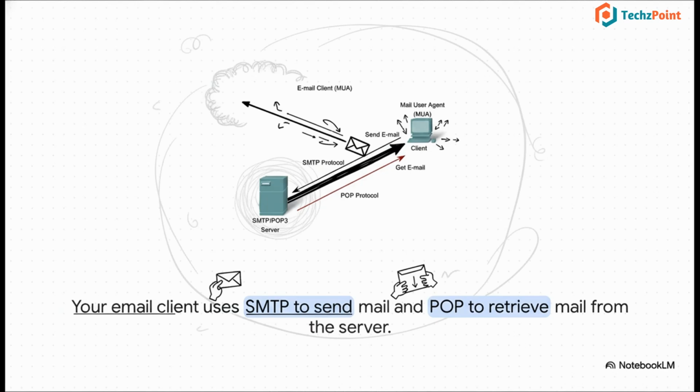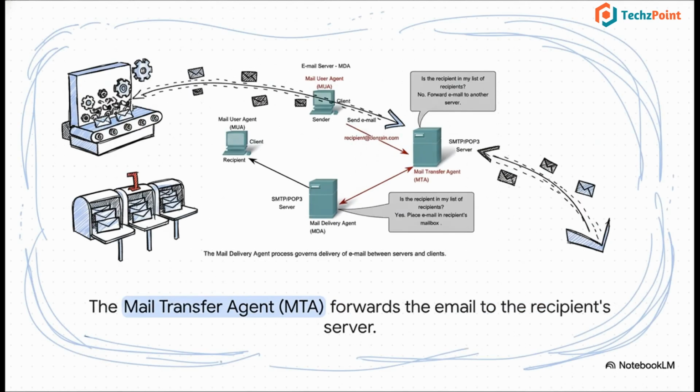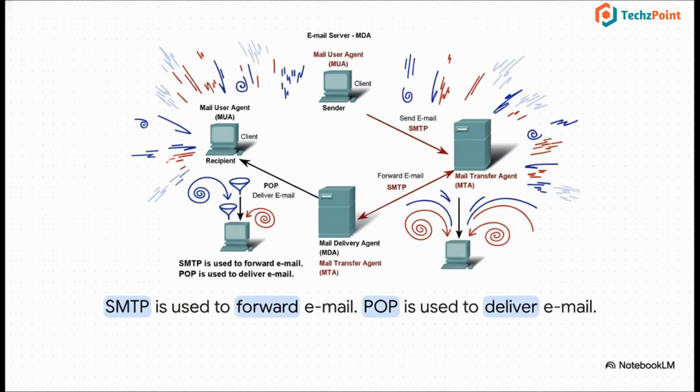Push and pull. So once your server has your email, its mail transfer agent takes over. Just think of it like a postal sorting facility. It reads the recipient's address and then uses SMTP to forward the email across the internet to their server. Finally, the receiving server's mail delivery agent accepts the message and drops it right into the recipient's inbox, where it waits to be read.